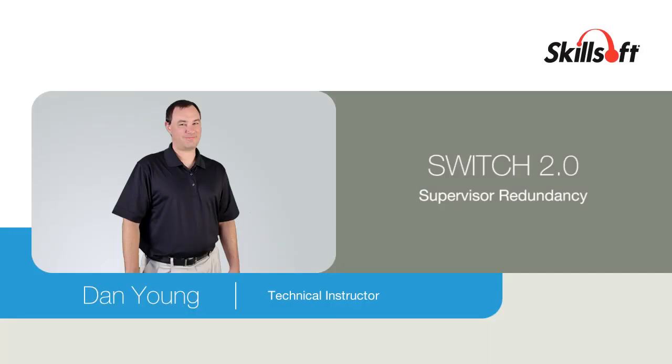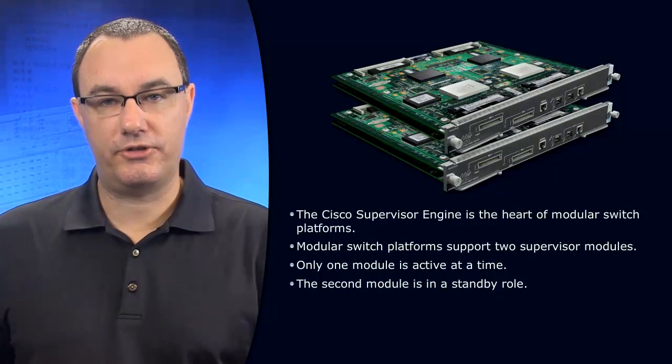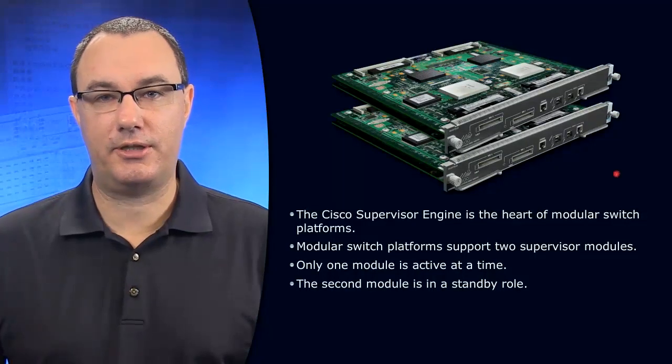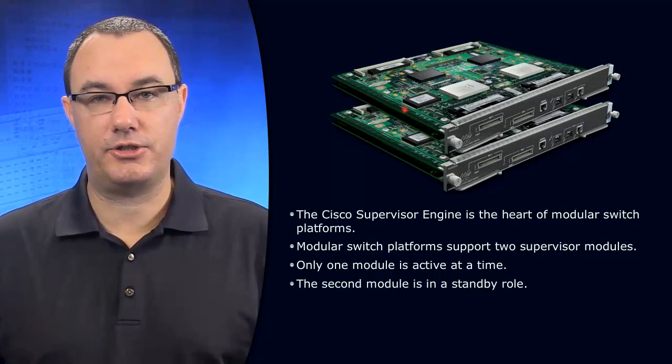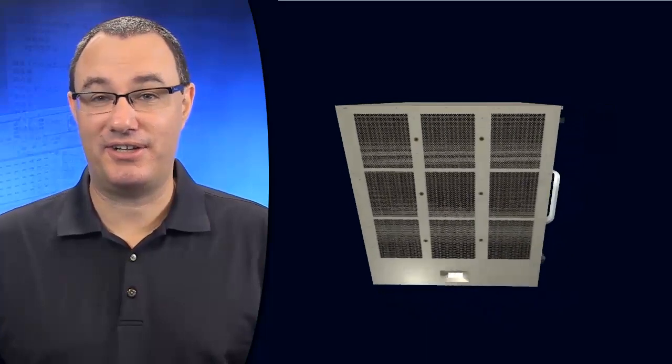When you look at a 6500 or 6800 in the wild, you're going to see something that's really interesting. You're going to see multiple supervisor engines. Let's look at something like that right now. Here we have a 6807, and as it rotates around, we can see there's a lot of ventilation there.